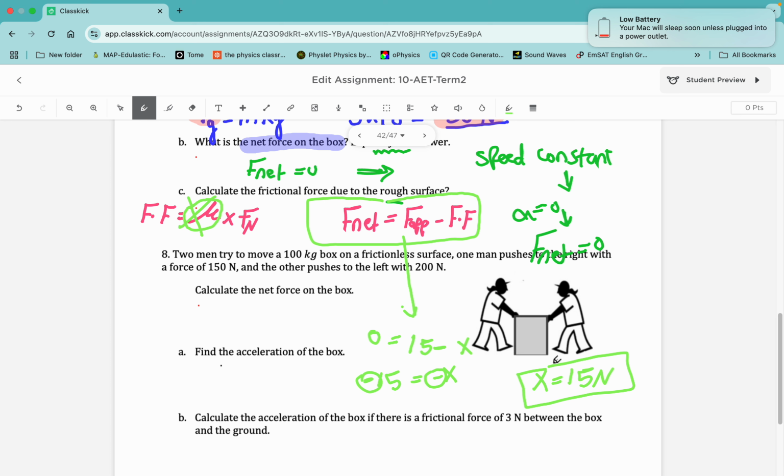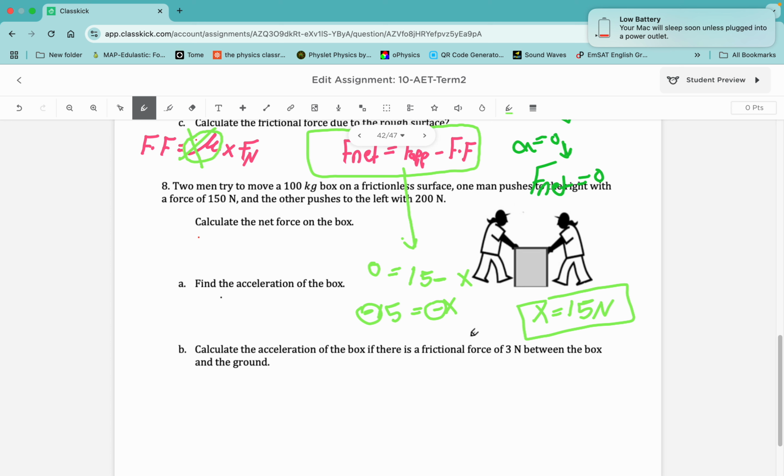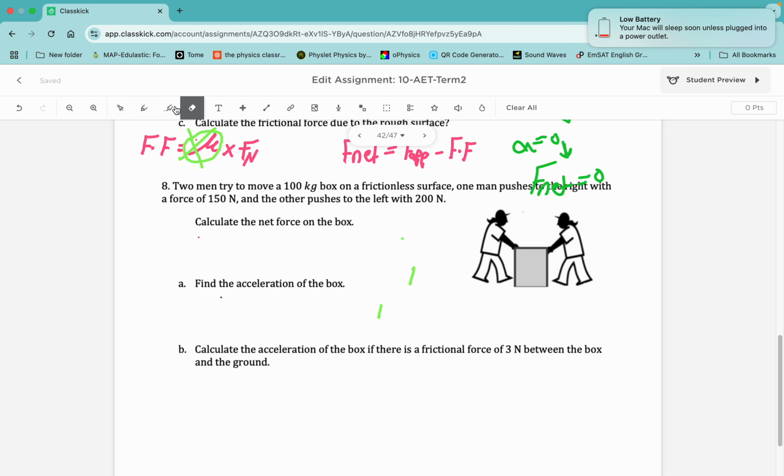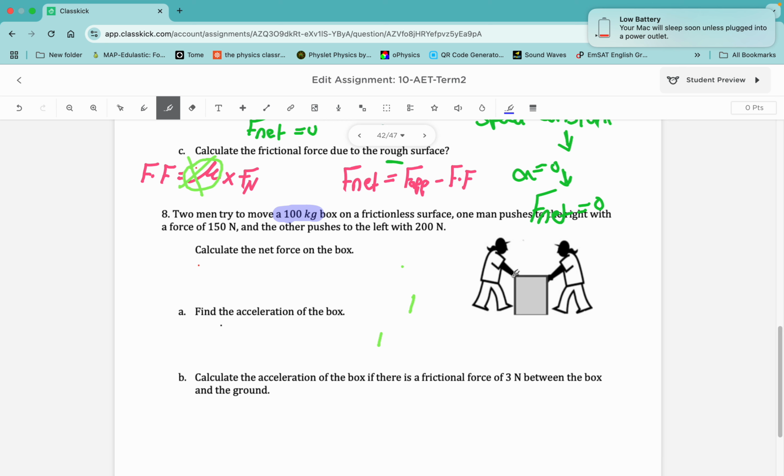Going to this question, let me just erase this part to be able to solve. Okay. Two men try to move a 100-kilogram box on a frictionless surface. One man pushes to the right with 150. The other man pushes to the left with 200.